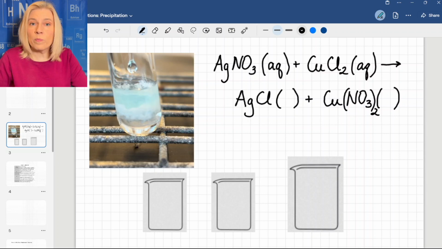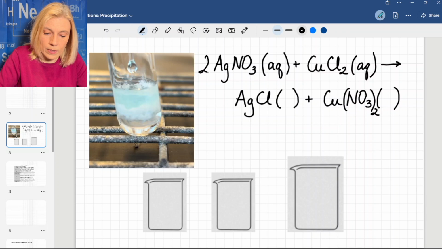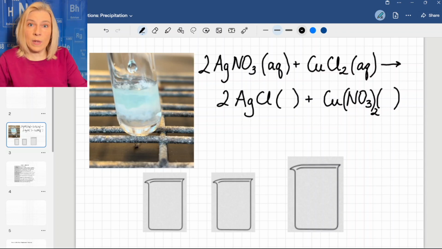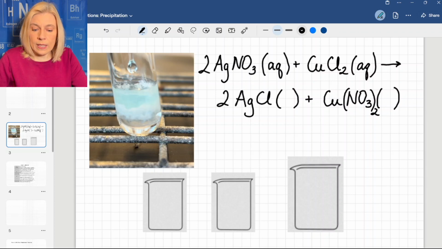Now, I need to balance my reaction. I have 2 nitrates, I need to have 2 here, and I have 2 chlorides. So I need to balance my reaction, and now it formed a precipitate. It formed that cloudy substance, the powder swimming in water. Which one? Is it silver chloride that's my precipitate, or is it copper 2 nitrate?